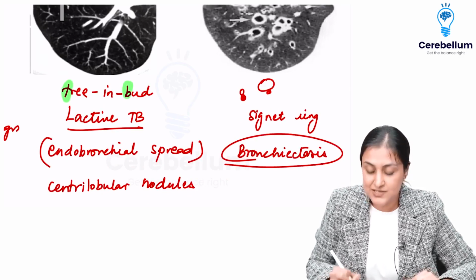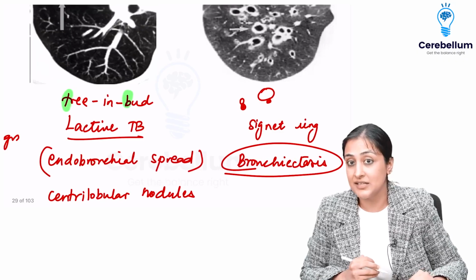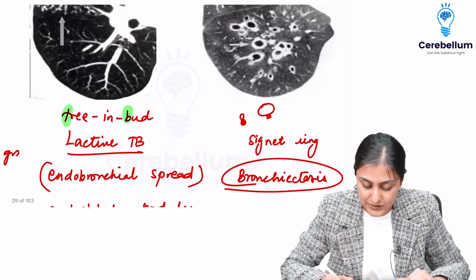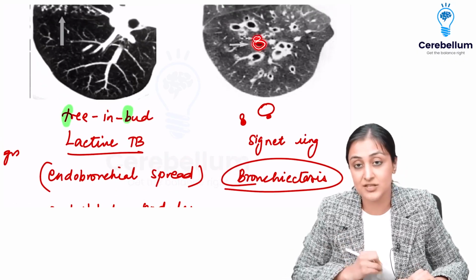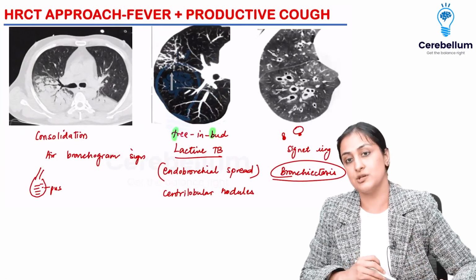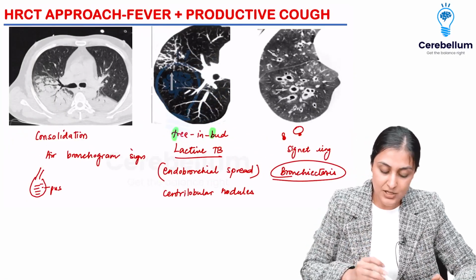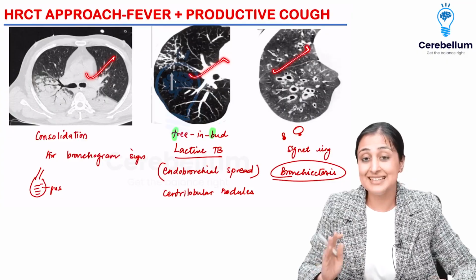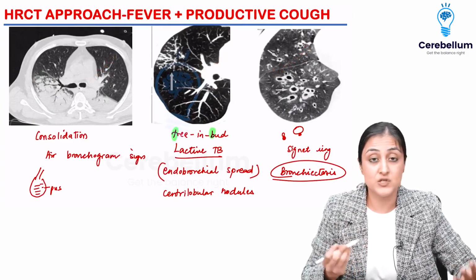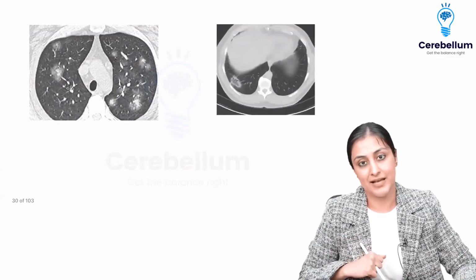So bronchiectasis, remember, is the irreversible dilatation of the bronchi. Look at this image. This is the artery. This is the thickened bronchus. So this image is bronchiectasis. For all of these, remember, anything pulmonary, investigation of choice is always HRCT, like we have seen.